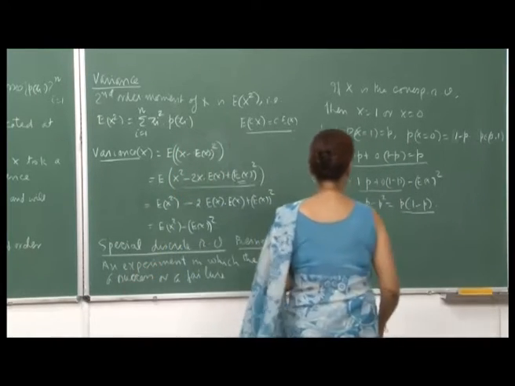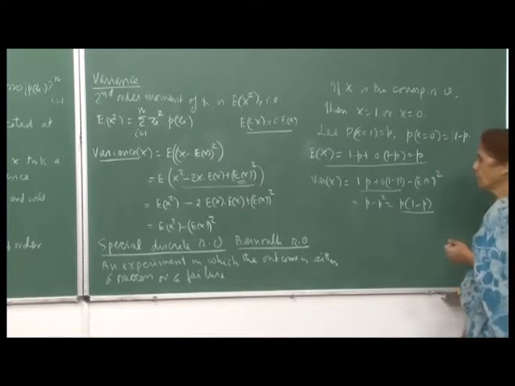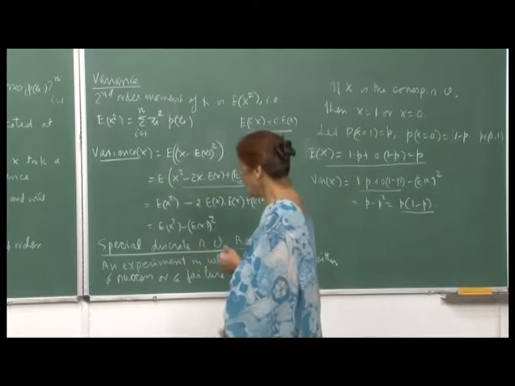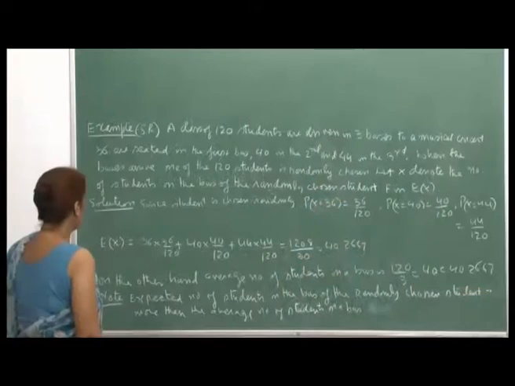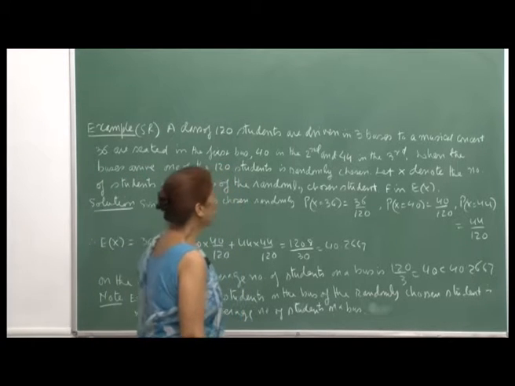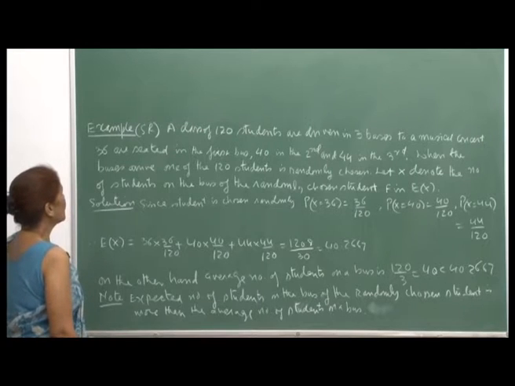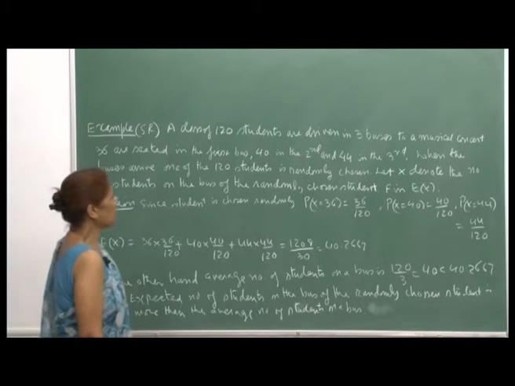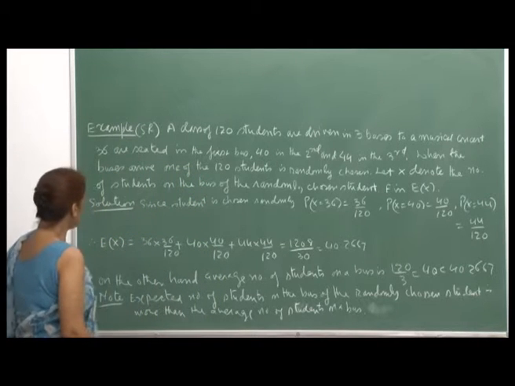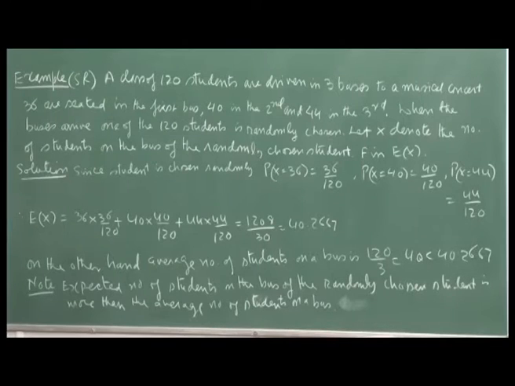And now, we will further on use other special random variables, discrete random variables, and then of course, one will talk about continuous random variables also. So, let me just illustrate an interesting aspect of the expected value. Here I have taken this example from Sheldon Ross. A class of 120 students are driven in 3 buses to a musical concert. Now, 36 are seated in the first bus, 40 in the second and 44 in the third.